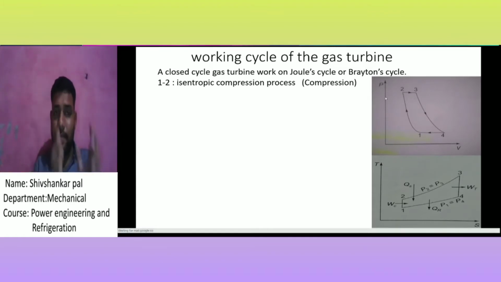And in the PV diagram the adiabatic process makes a curve. So you see in the figure the 1 to 2 process is a curve. During the compression process from 1 to 2, our pressure and temperature increase. In the PV diagram you see the pressure rises during the compression process. That is our first process completed.